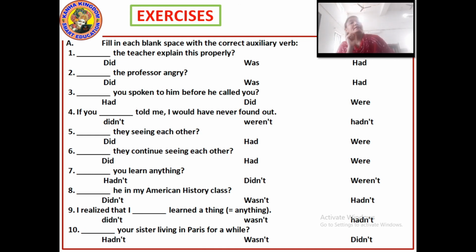Fine. There are 10 sentences. Just read the sentence carefully, understand whether it is in progressive tense, perfect tense, negative form, question form, and use the auxiliary verb as per the need of the sentence. The main thing is that the auxiliary verb always comes before the main verb. You have to keep that in mind. Understood? Fine. So, just complete this exercise.